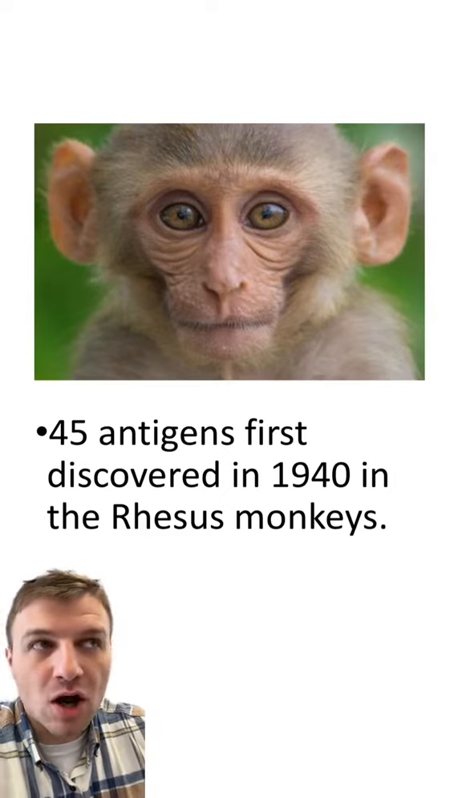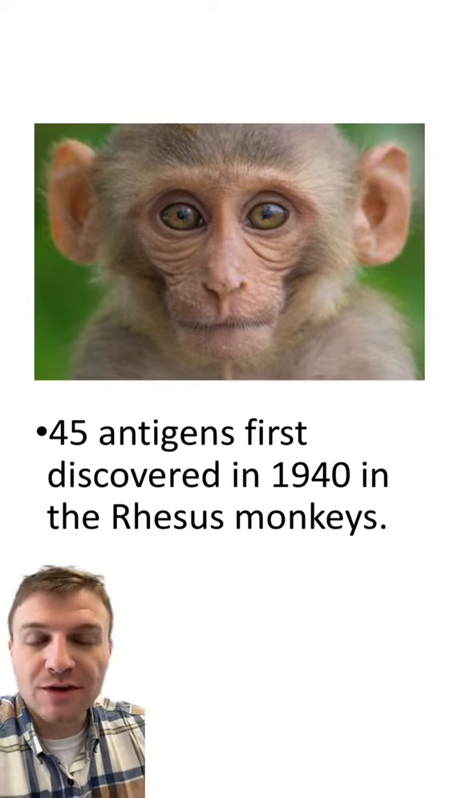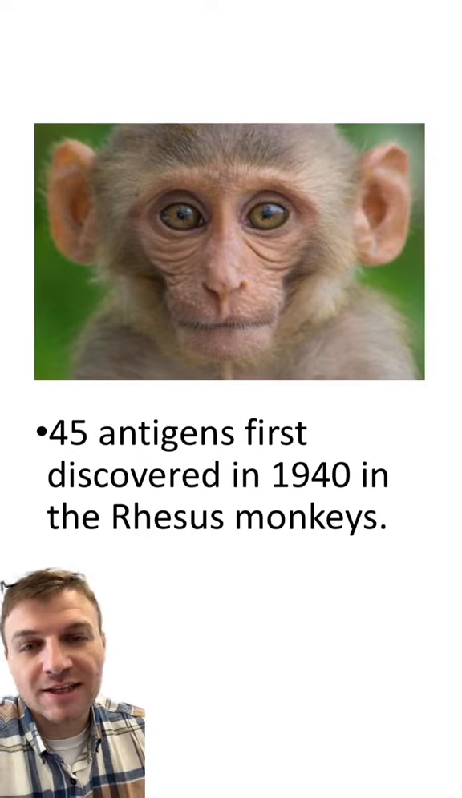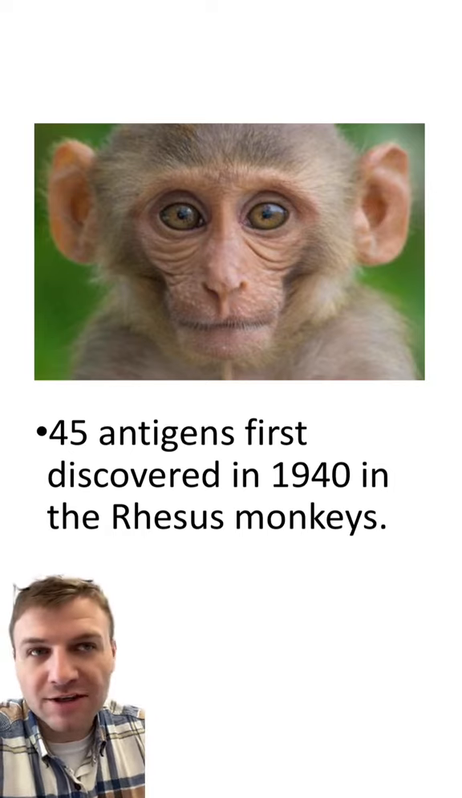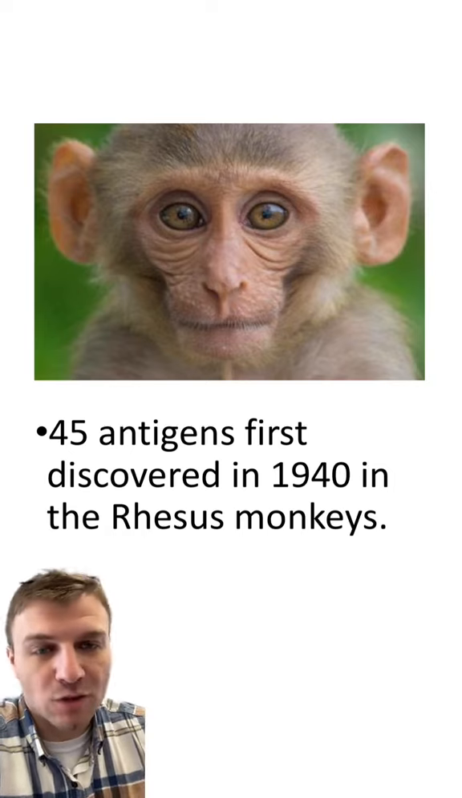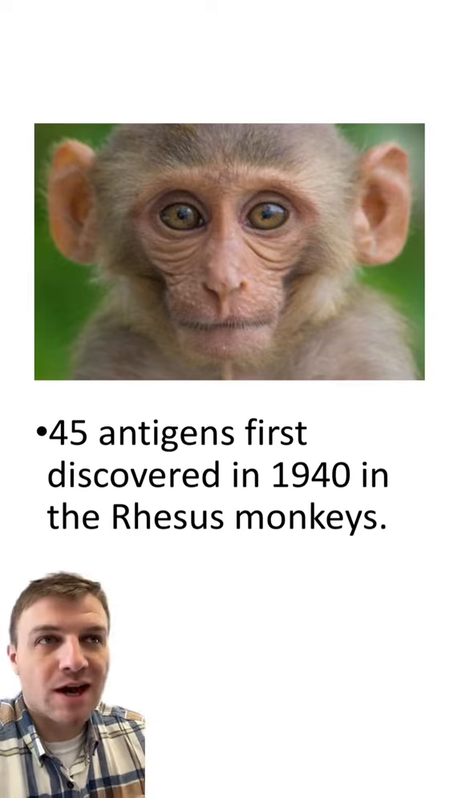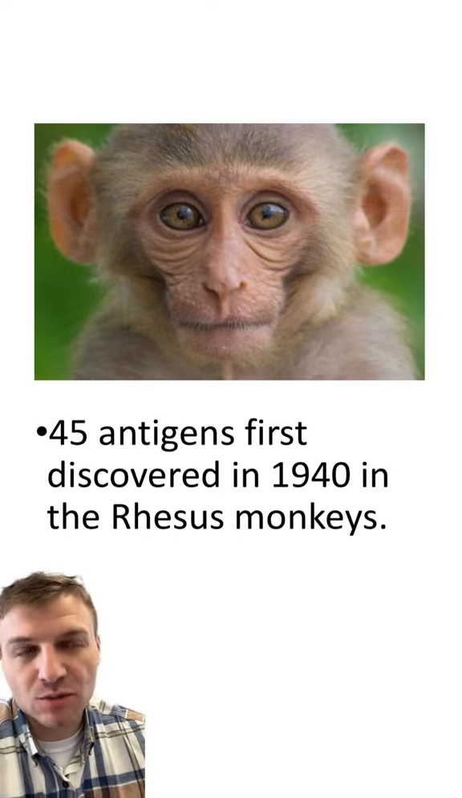Now, the reason we call these antigens the Rh factor is we first identified these antigens in a species of primate called the rhesus monkey, and these 45 antigens were first identified back in the 1940s. Again, more evidence that we share a recent common ancestor with all primates.